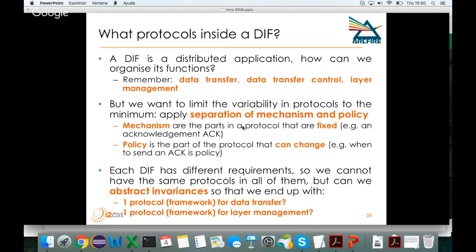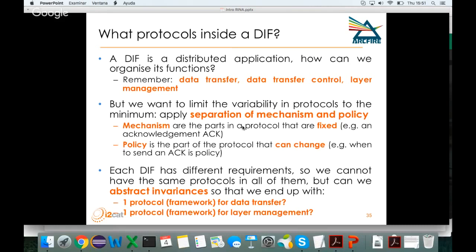What protocols do we have inside different DIFs? So if a DIF is a distributed application, how can we organize its functions? Okay, remember that what we are looking for is to have as much commonality as possible, and have everything that is independent of particular networks grouped together. And remember that we said before that protocols can be organized into protocols that do data transfer, control, or layer management, or the control plane. So what we want is to limit the variability of protocols to the bare minimum. And to do that, we apply a technique that is called separation of mechanism and policy.